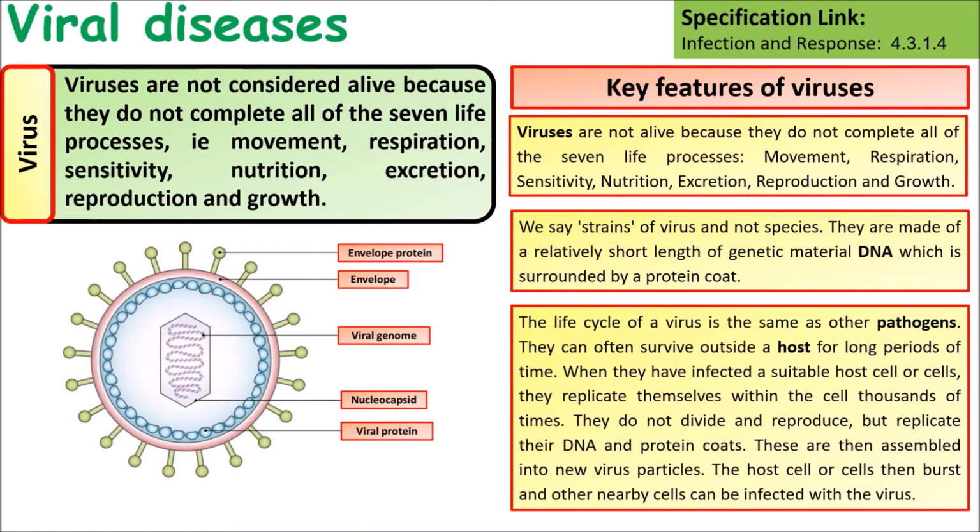The life cycle of a virus can be the same as other pathogens. They will often survive outside the host for long periods of time. When they've infected a suitable host cell or cells, they will replicate themselves within the cell thousands of times. They do not divide and reproduce. They replicate their DNA and protein coats. These are then assembled into new viral particles by the cell.